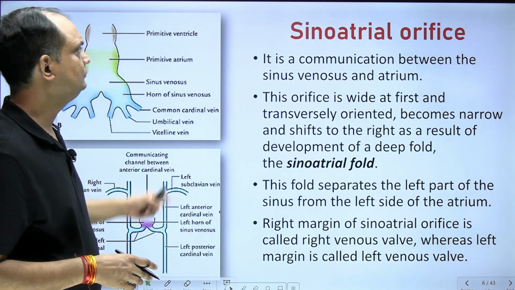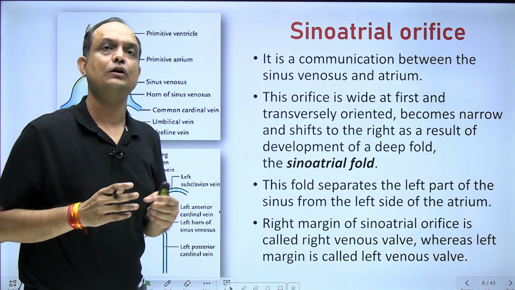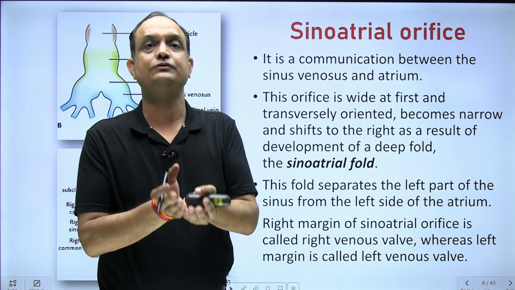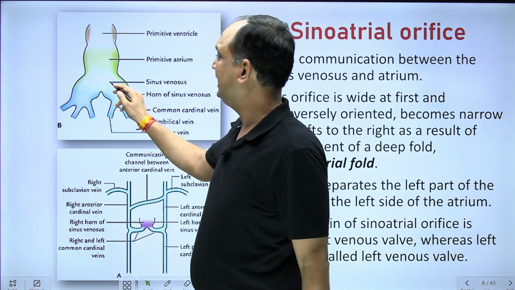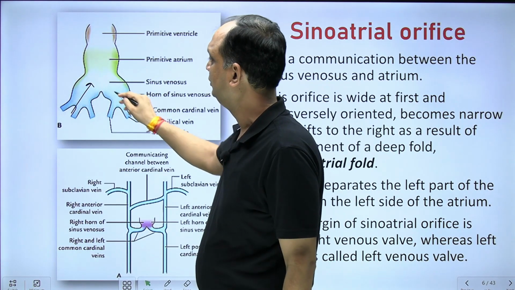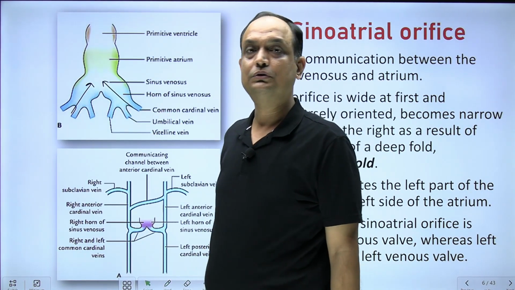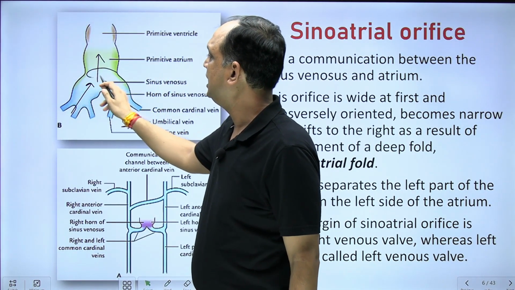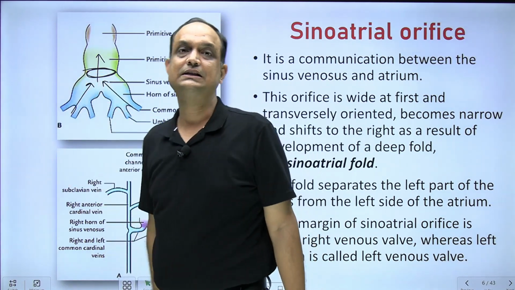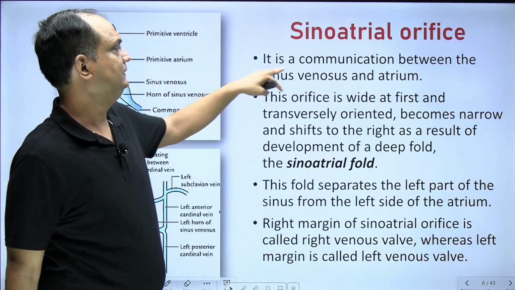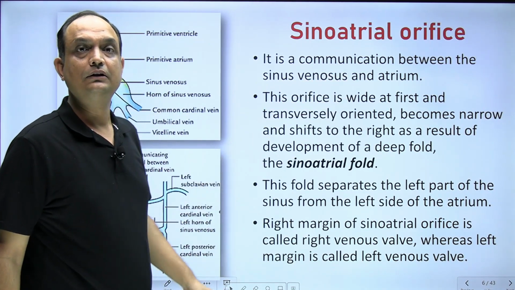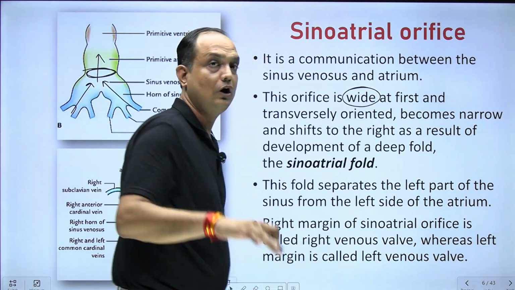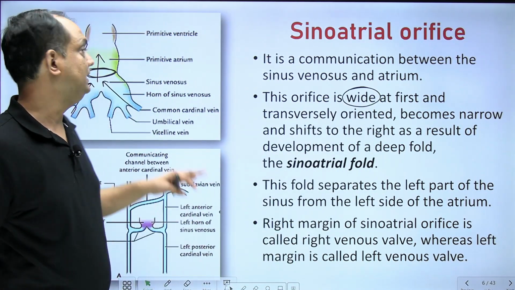Clear? So first is the sinoatrial orifice. Now what is the sinoatrial orifice? The sinoatrial orifice is a communication between the sinus venosus and the atrium. Here you can see that this is one horn, this is the other horn. When the blood comes initially from both horns, it passes through the sinus venosus into the atrium, and there is a large wide opening which is known as the sinoatrial orifice. So it is a communication between the sinus venosus and your primitive atrium. Now this orifice is wide enough, horizontally placed and centrally located.